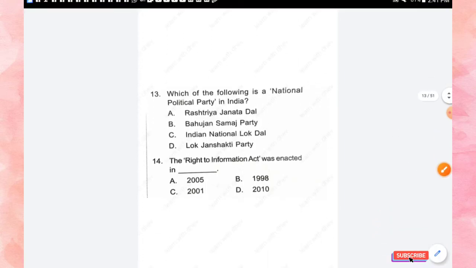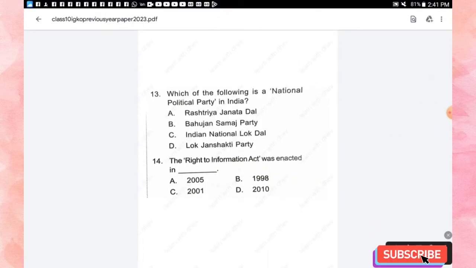Question number 13. Which of the following is a national political party in India? Rashtriya Janata Dal, Bahujan Samaj Party, Indian National Lok Dal, Lok Jan Shakti Party. The right answer is the national political party in India is Bahujan Samaj Party.